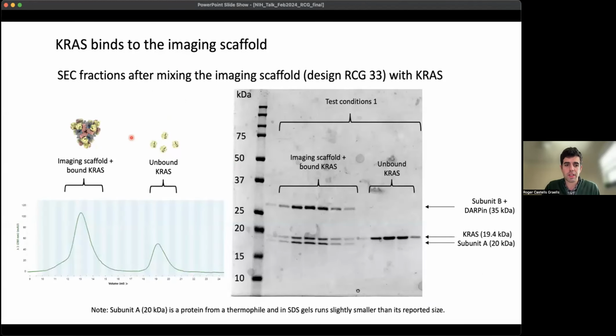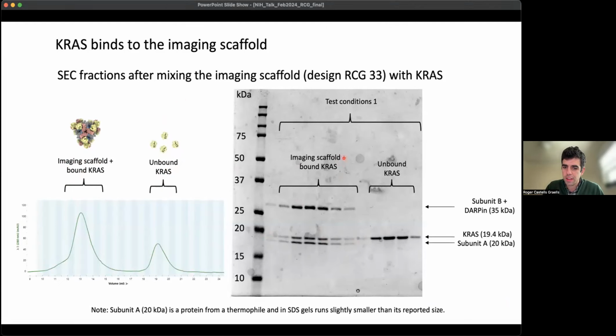And now here you can see we will mix the protein cage with KRAS. And here, this is a size exclusion chromatography plot. What we can see is that first we get a peak that could correspond to the imaging scaffold plus the bound KRAS. And then later on, we get a second peak, which corresponds to unbound KRAS. And we have unbound KRAS because we usually add it in excess to ensure the maximum occupancy on top of the protein cage.